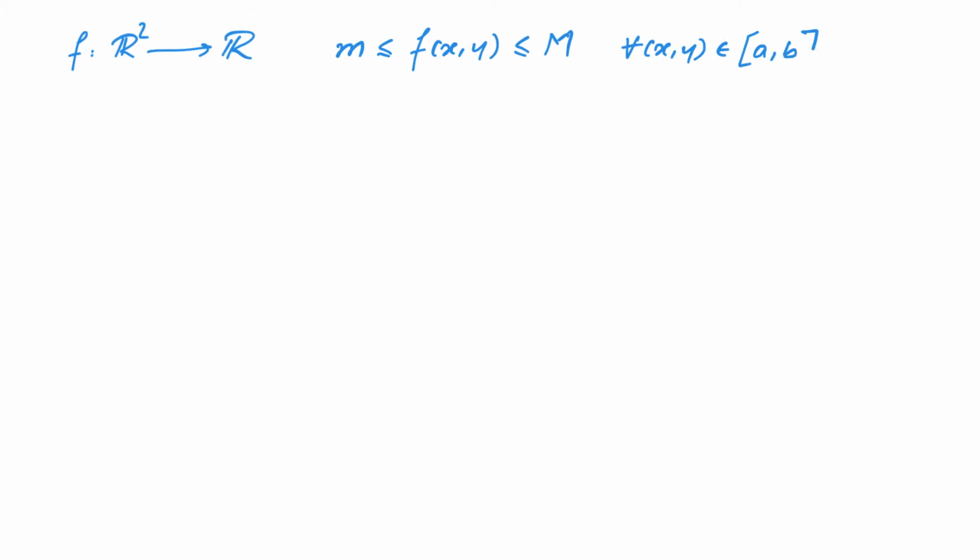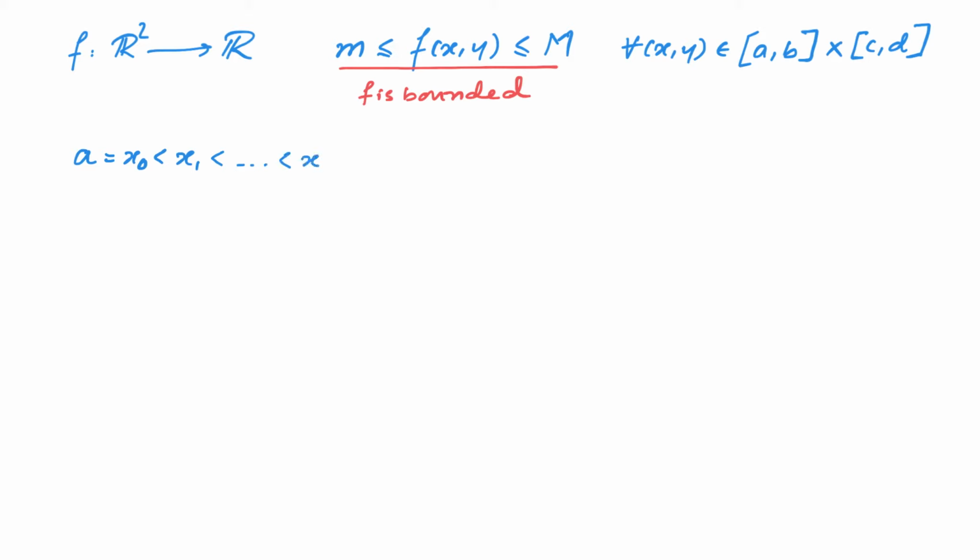In the previous video, we saw the intuition behind the double integral, and in this video, we are going to make this notion precise. Let f be a function from R² to R that is bounded on a rectangle [a,b] × [c,d]. By this I mean the values of the function are bounded above by capital M and bounded below by small m. In this case, we will say that f is bounded on the rectangle [a,b] × [c,d].